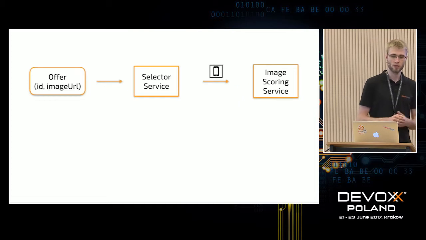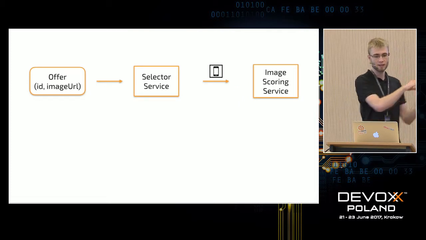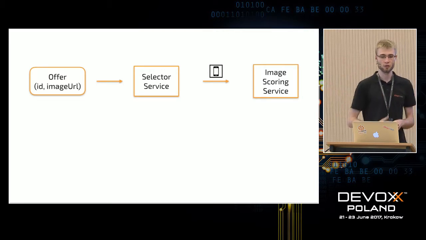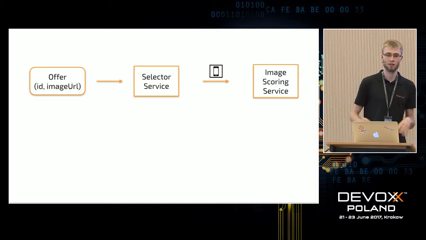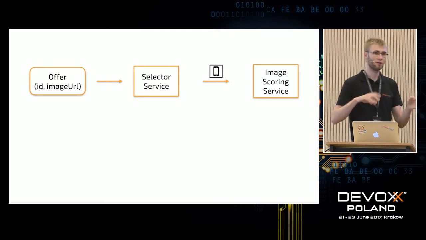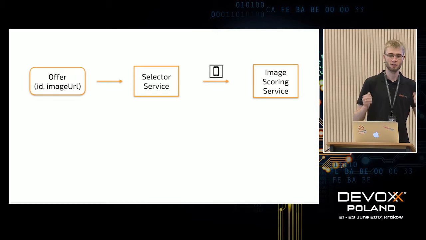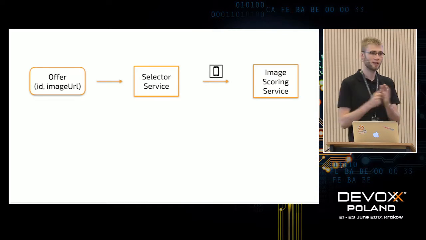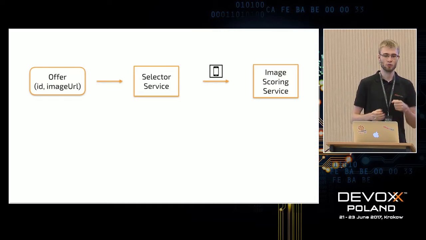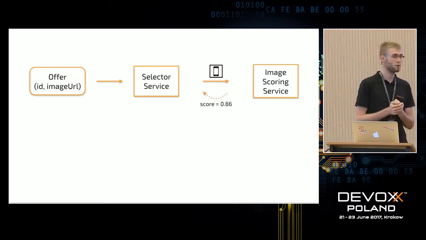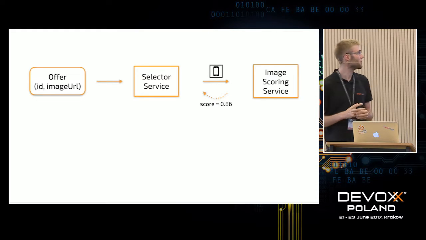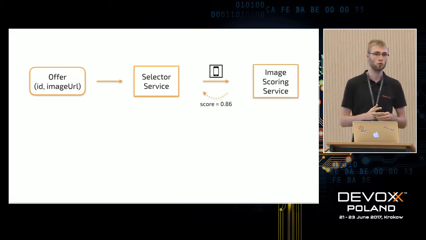Once we get the offer, we're going to get the image URL and send it to a different service, the image scoring service. It's a service written by some other team. It has some deep learning, AI, complex stuff that is able to say how attractive an image would be for a human. This service is going to return a score on a range from 0 to 1, which says how attractive this image is.